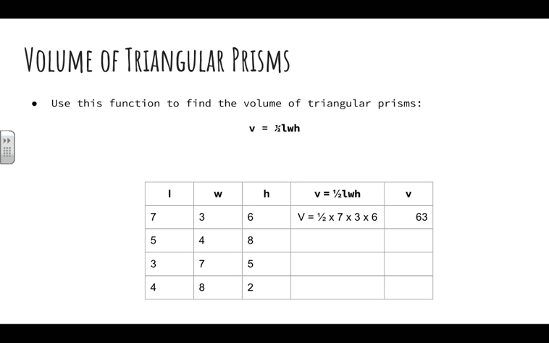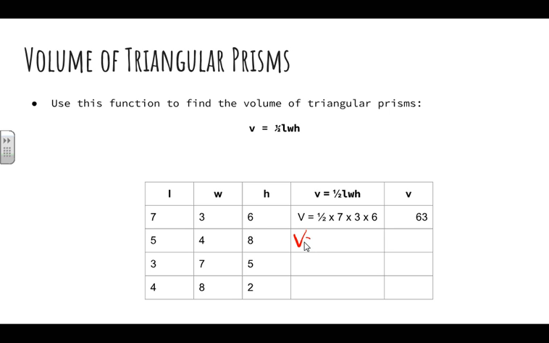Okay, when working with triangular prisms, you will use the function volume equals 1/2 times length times width times height. All right, so if you have a triangular prism with a length of 7, a width of 3, and a height of 6, your function will be 1/2 times 7 times 3 times 6, which is 63. So let's do the rest of these together.